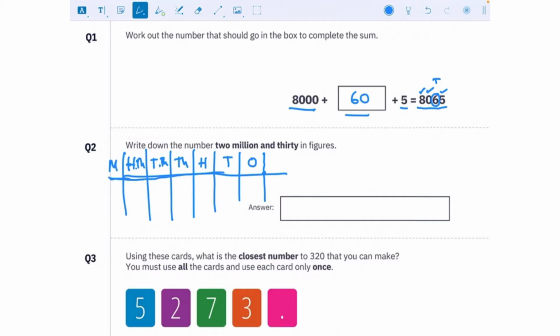Now we want to do 2,030,000, so we need a 2 in the millions column, and we need 30, so that's going to be a 3 in the tens column. And then all of the columns that don't have any numbers in, we need to put zeros to hold their place value and keep that decimal point where it needs to be. So zeros in here, so we're left with 2,030,000. And we tend to put a comma every 3 columns over just to help read it a little bit clearer, but it's not essential at all.